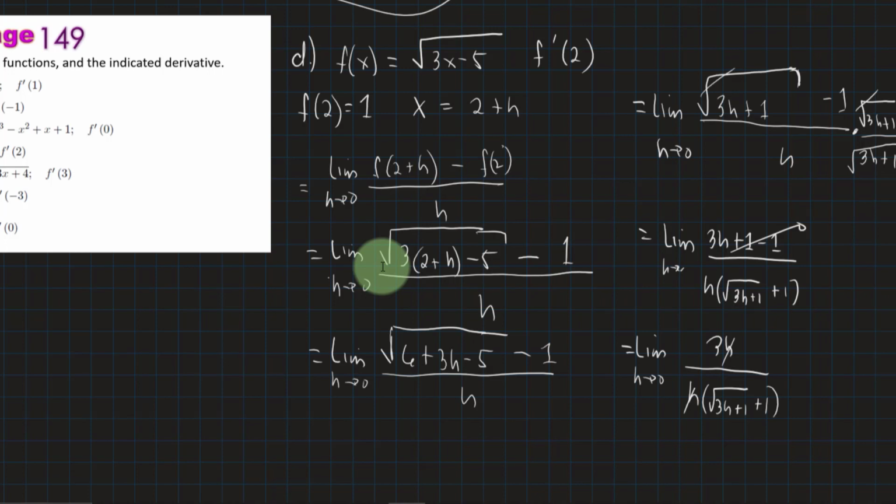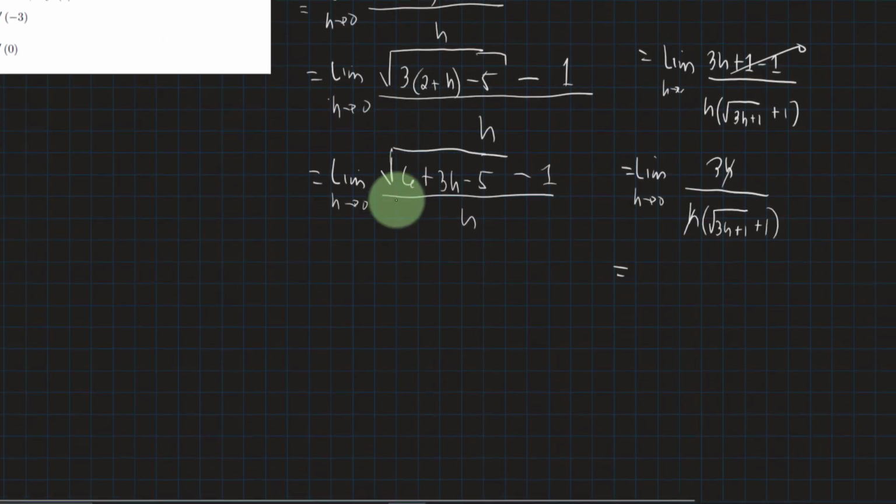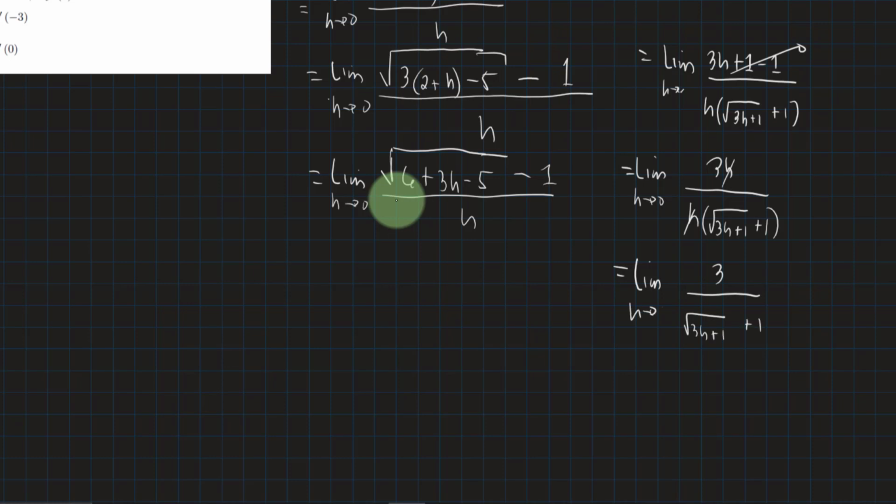So this will be the limit of 3 over the square root of 3h plus 1 plus 1 as h approaches 0. At ngayon pwede na natin kunin yung limit natin. So, tapos na tayo, na-cancel out natin yung h sa denominator na magbibigay ng 0 or undefined. Okay? So, kaya pwede natin kunin yung limit. So, this will become 0.